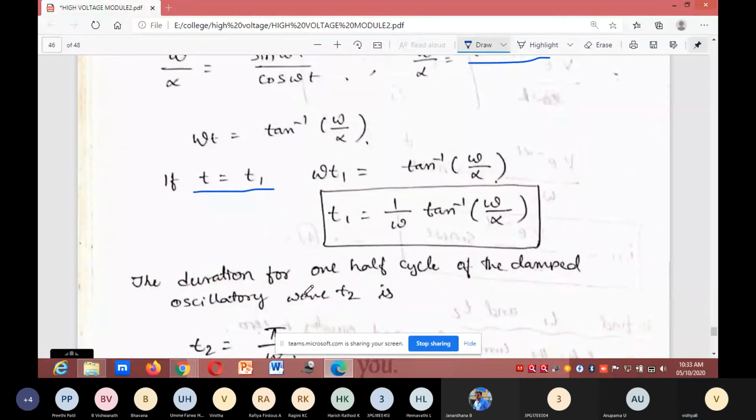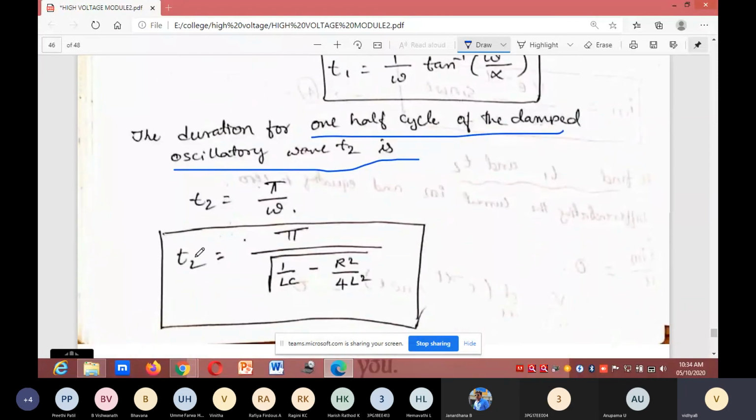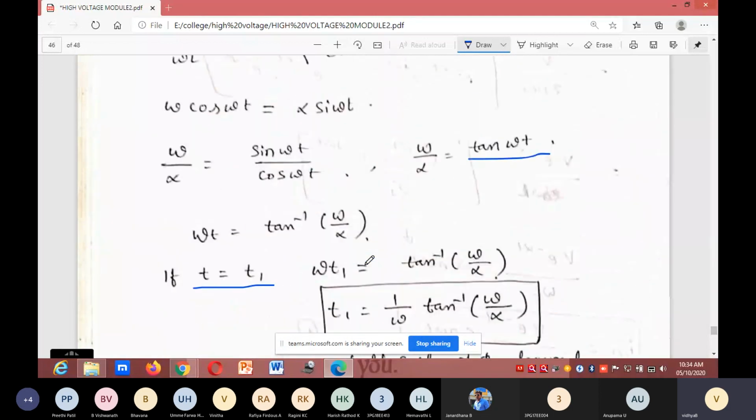For the damped oscillatory wave, T2 is equal to pi divided by omega. For that, T2 is equal to pi divided by square root of (1 divided by LC minus R square divided by 4 L square). Okay, these are the formulas for generation of impulse current.